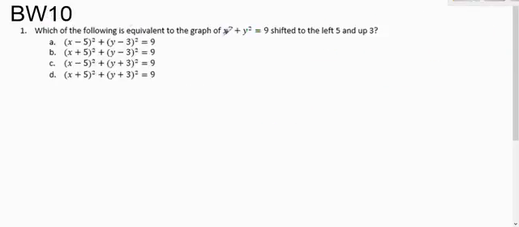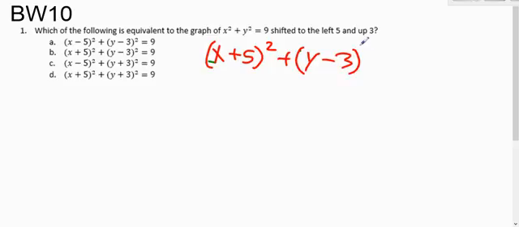Which of the following is equivalent to x squared plus y squared equals 9? That's shifted to the left 5 and up 3. So this is a circle with radius 3, coming from bell work number 10. If it's shifted left 5, that means we are adding 5 to the x value. And if it's up 3, that means you take the y, and we're shifting it up, so that would have to be minus 3.